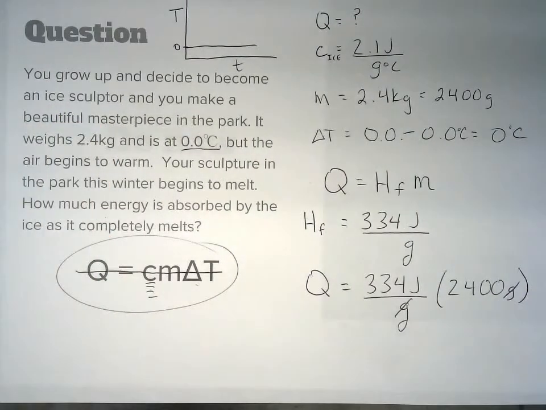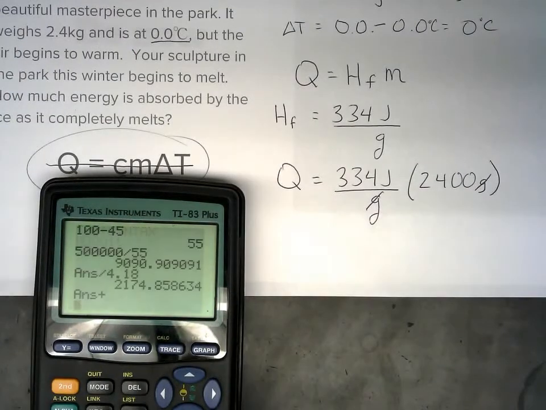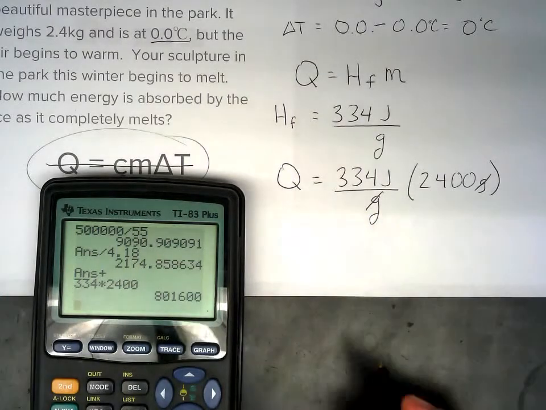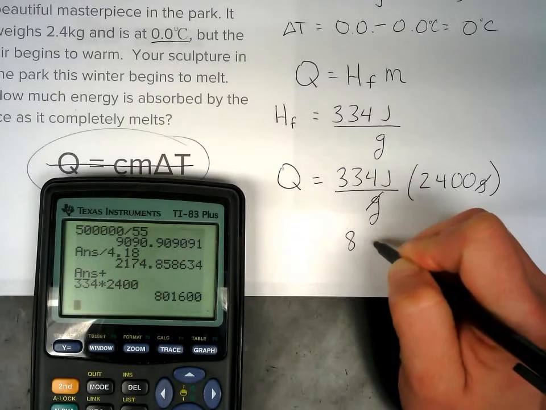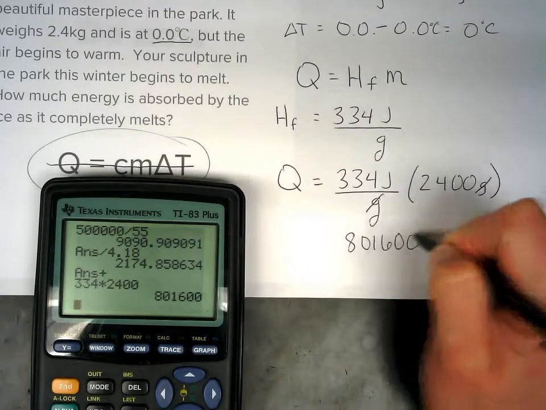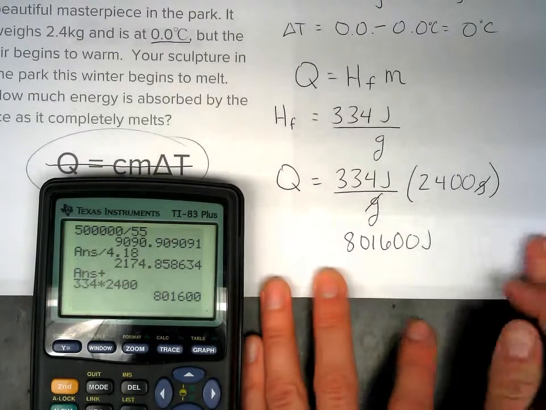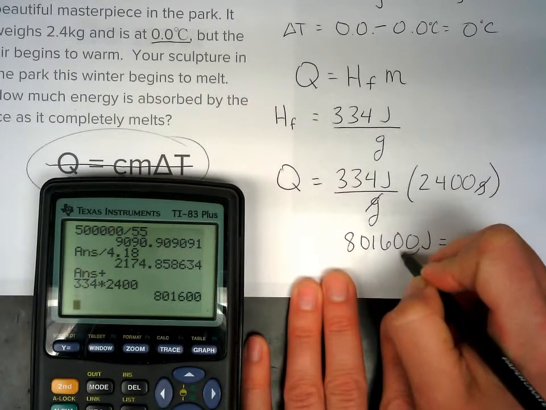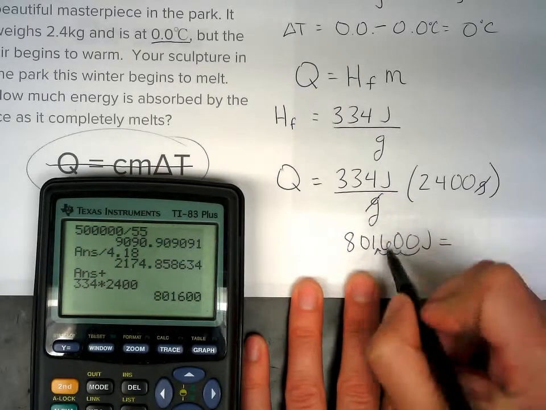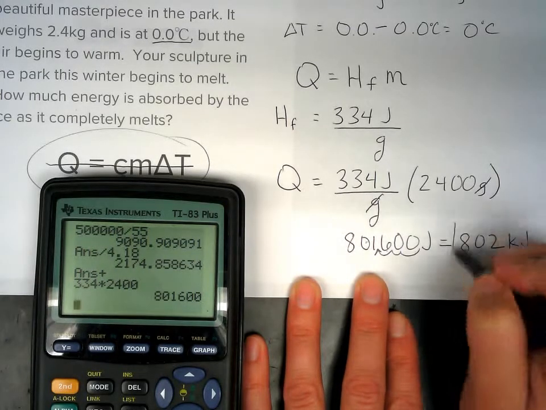Grams cancels out. And I get a large number. Q is equal to 801,600 joules. Now it would be a lot easier to write this in kilojoules. So what if I wanted to express this in kilojoules? I would move the decimal point 3 places this way and add a k. I'm going to have to round up, right? So I'm going to have 102 kJ. That's my final answer.